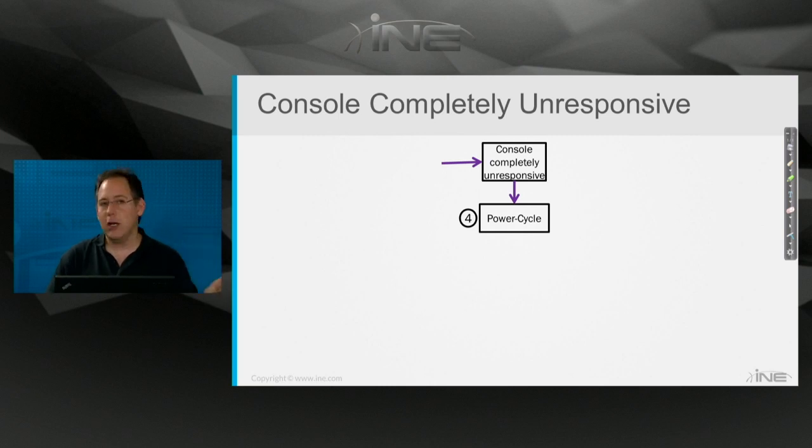In this case, your only option is to power cycle the router. I mean, if you can't get into the command line, you're stuck. You've got to power cycle it. So let's take a step back. Why might that happen? Why might the router become completely and utterly unresponsive to the console?